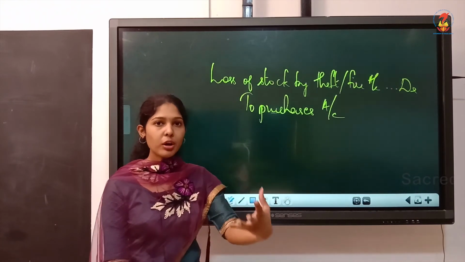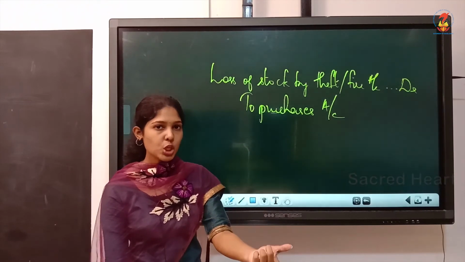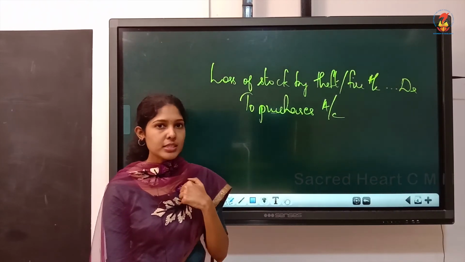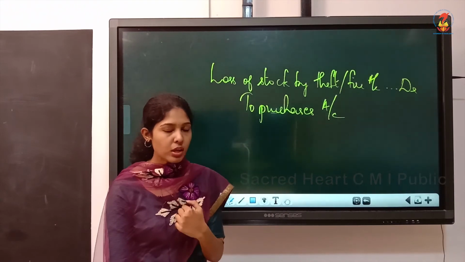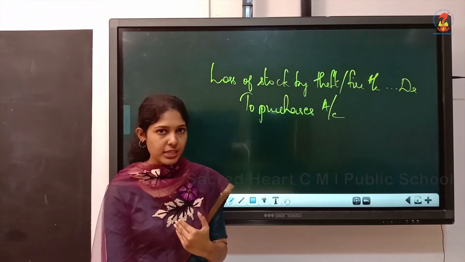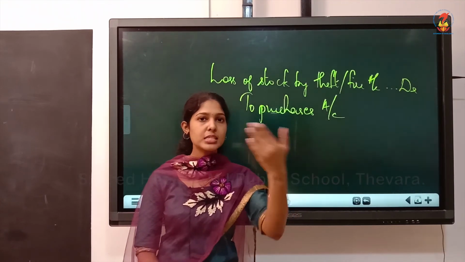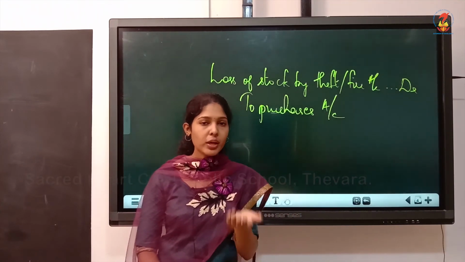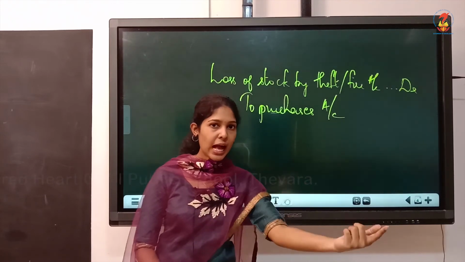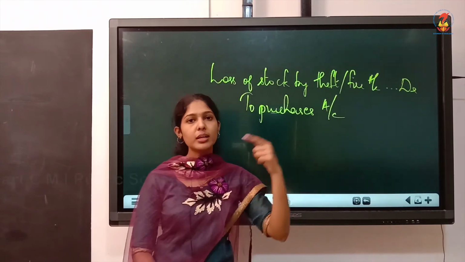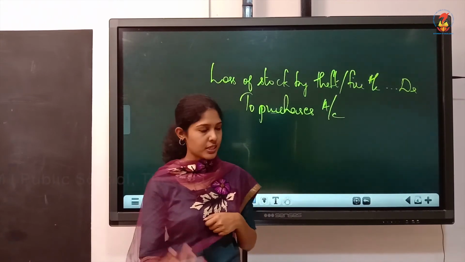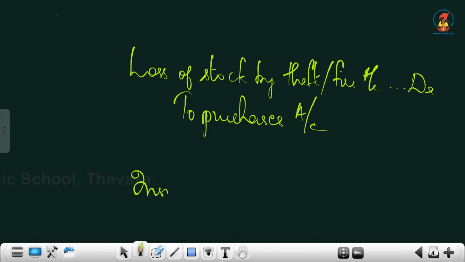So we have insured goods, which means the insurance company should pay us the amount of loss, isn't it? So from the firm's point of view, the insurance company is now our debtor. What is the meaning of debtor? He has to give us the amount. So here the insurance company is our debtor. So what will you debit? Insurance company. This is the journal entry for subhead 1, that is, insurance company account debtor.